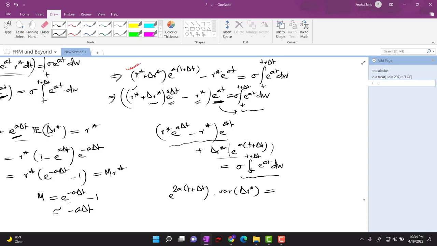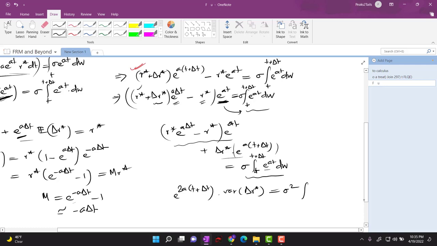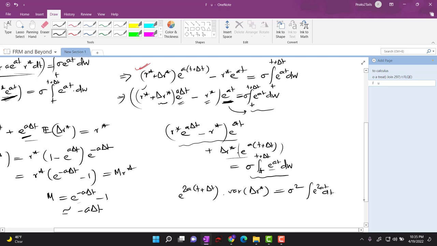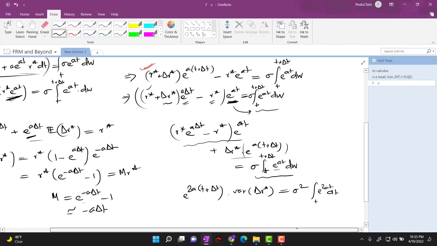What is the variance of this? The variance would be sigma square would come out, and then we need the integration of, remember, if we have a deterministic function, it comes as a square, e to the power 2at then dt from t to t plus delta t.